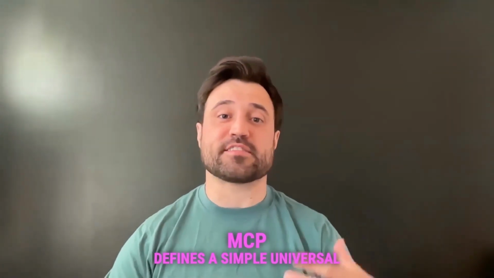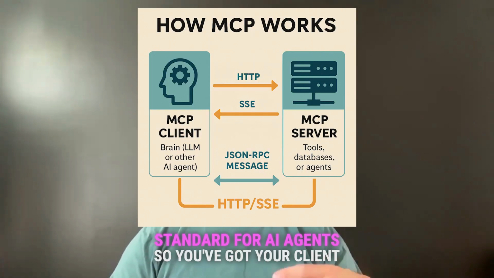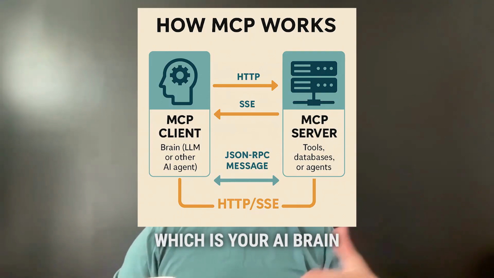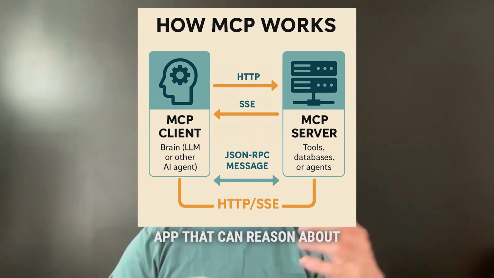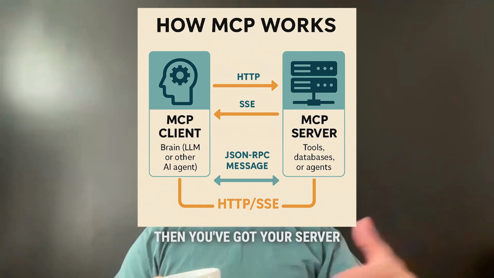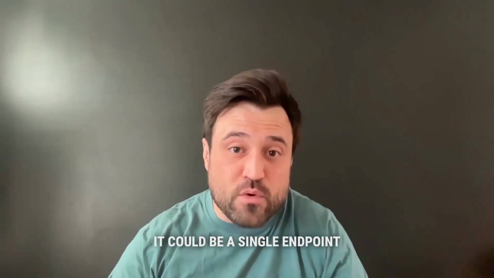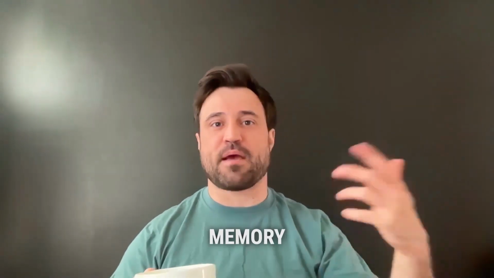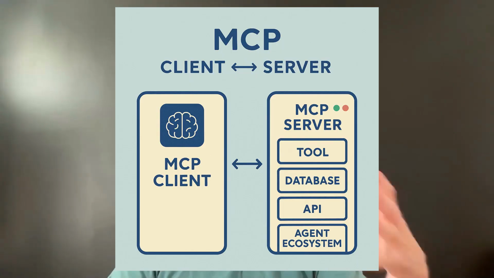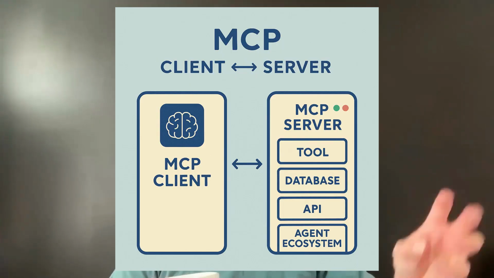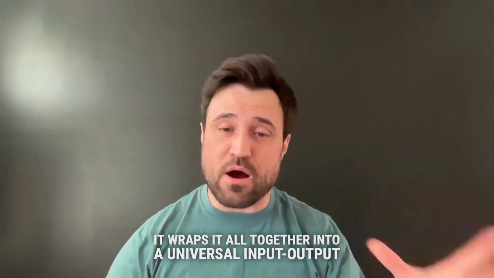MCP defines a simple universal structure. It's a universal communication standard for AI agents. So you've got your client, which is your AI brain, usually a large language model powered by a chatbot or a voice assistant or any app that can reason about what to do next. Then you've got your server, which is a toolbox, a system, or a swarm of agents. It could be a single endpoint or a whole ecosystem of logic, memory, tools, complicated or simple, right? But here's the key. No matter what's inside this server, this toolbox, a script, a model, a multi-agent planner, whatever, MCP, the protocol, wraps it all together into a universal input-output interface.